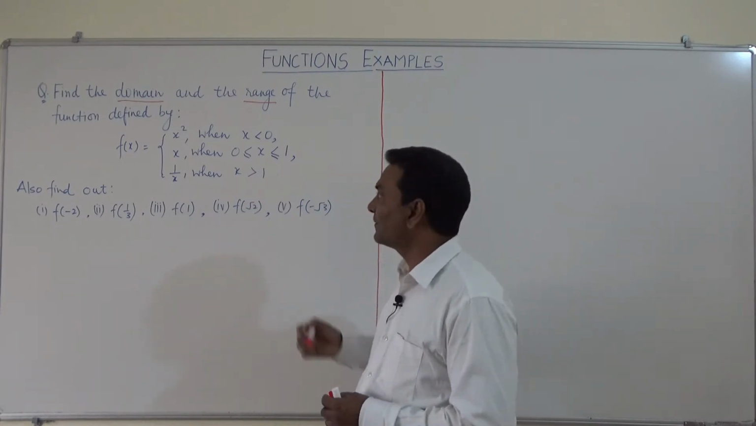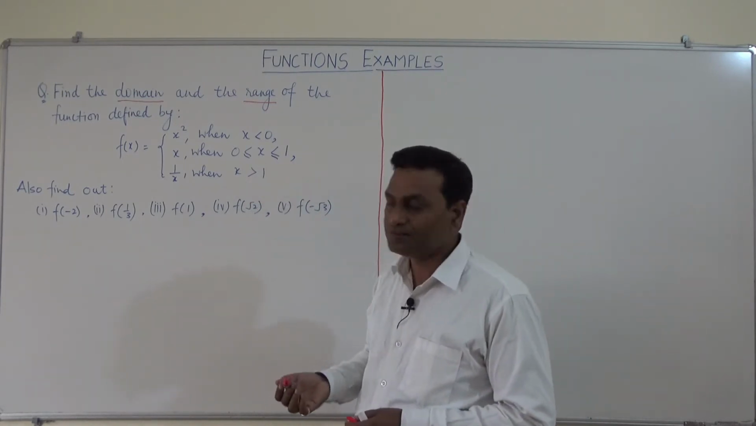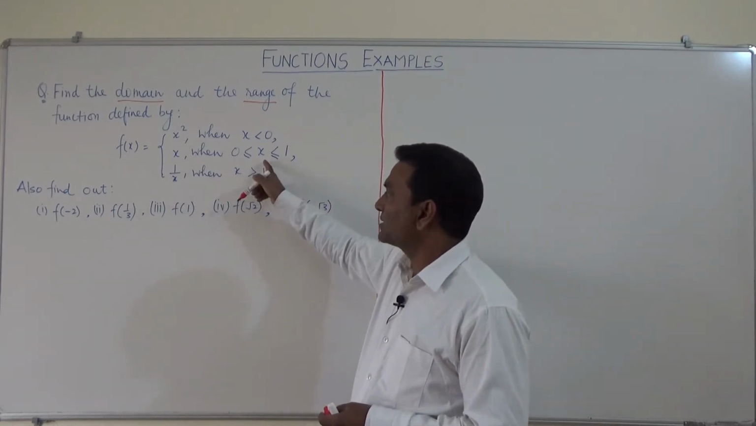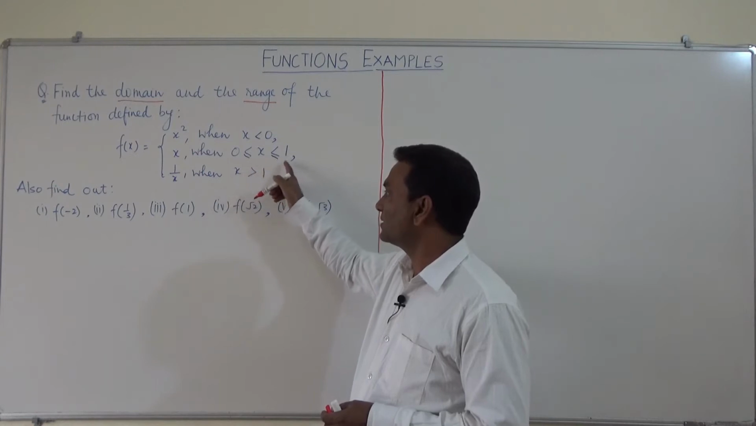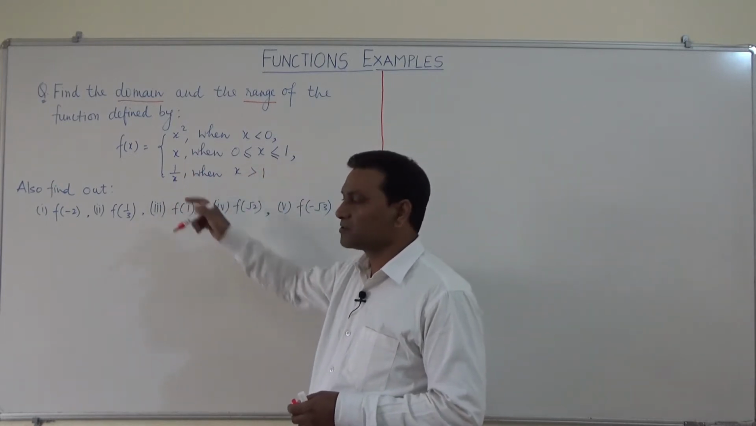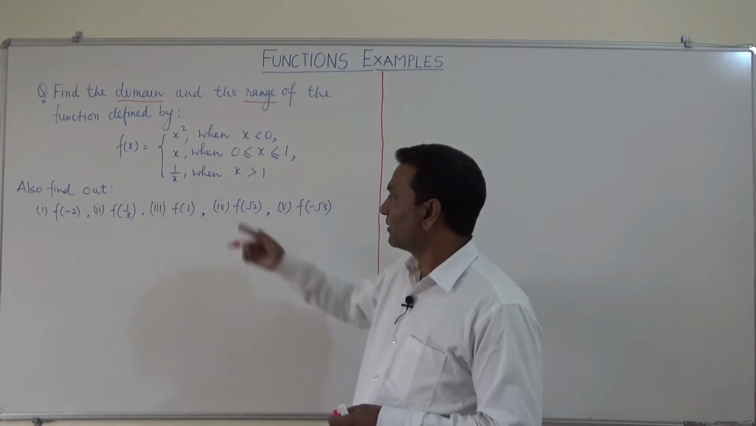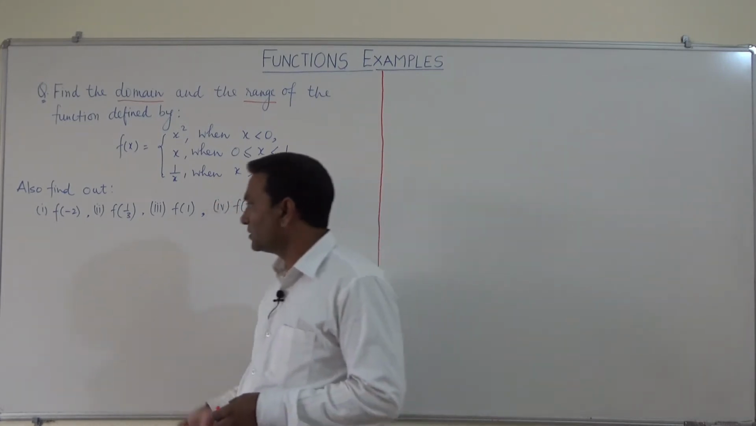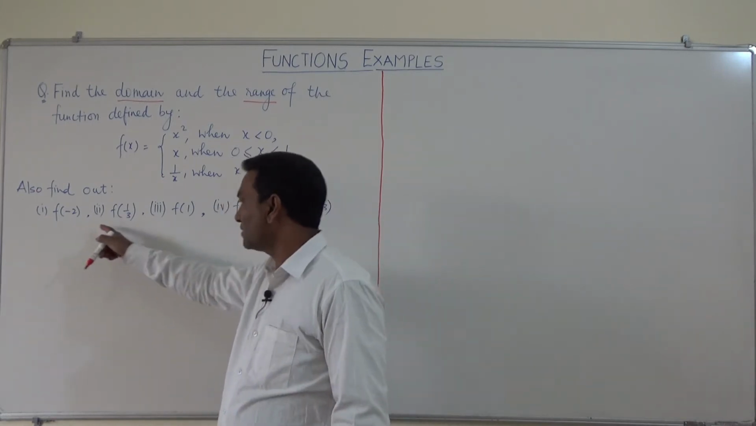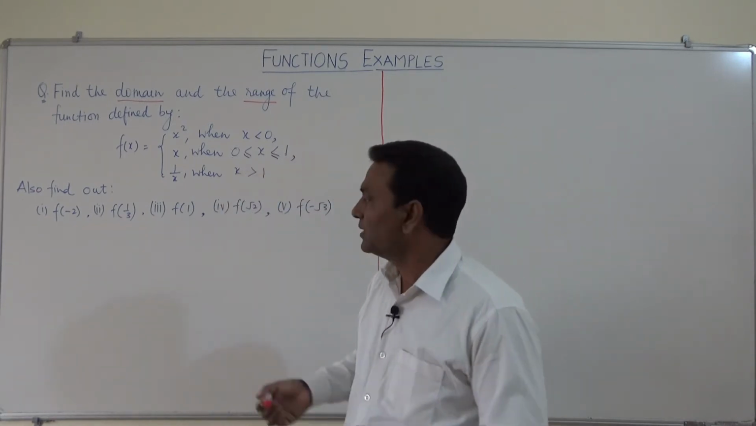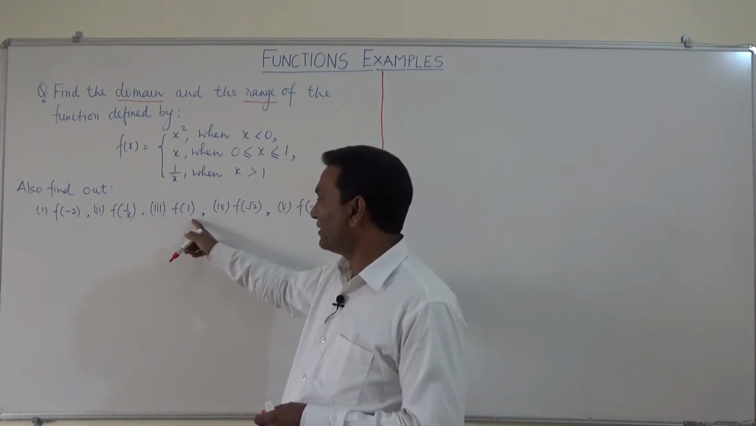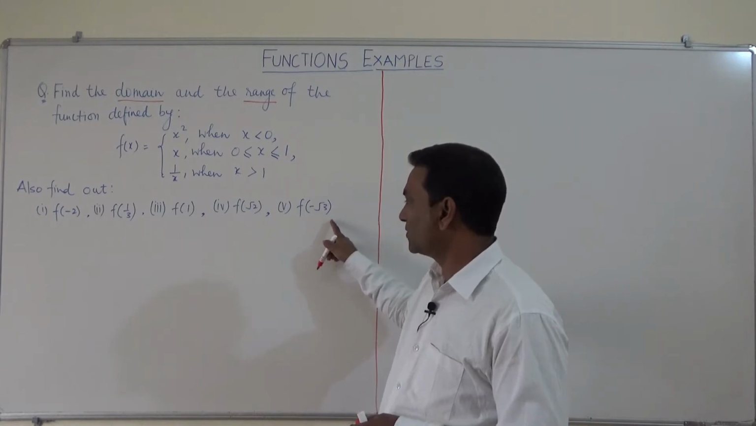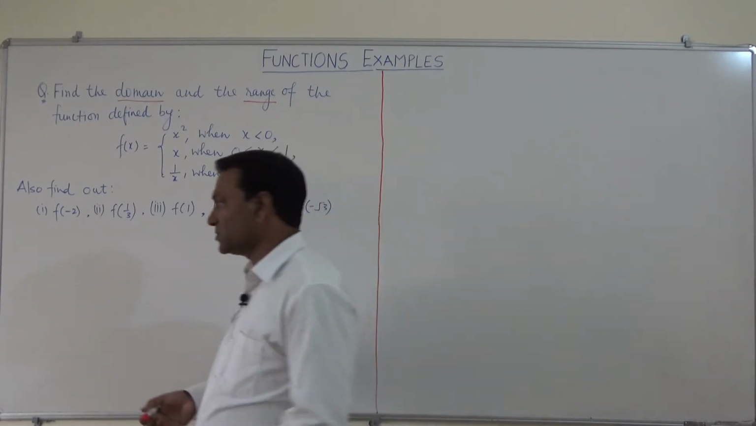equals to x square when x is less than 0, and f(x) equals to x when x is greater than equals to 0 and x is less than equals to 1, and f(x) equals to 1 upon x when x is greater than 1. Moreover, we will also find out the values of f(-2), f(1/3), f(1), f(root 2), f(-root 3). So let us see the solution.